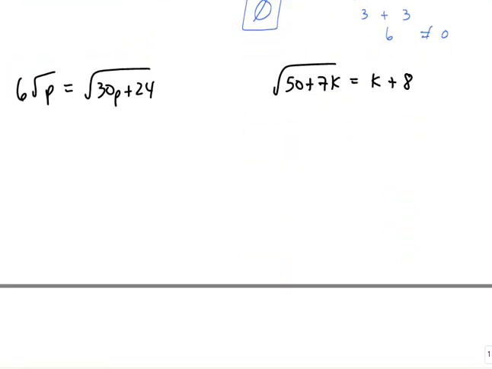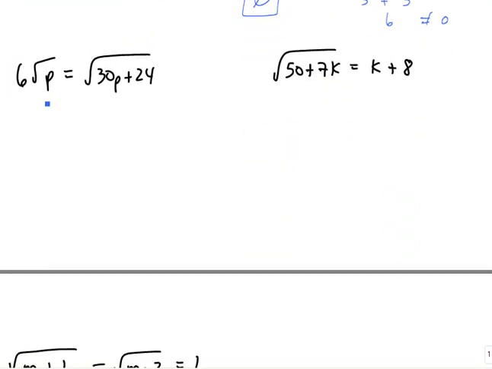Okay, let's try another one. Now on this next example, we actually have 2 radicals. When you have more than one radical in the equation, it's always a good idea to try and get your radicals on opposite sides of the equal sign. So get one radical on the left side and one radical on the right side. So we have that done already for us in this example.